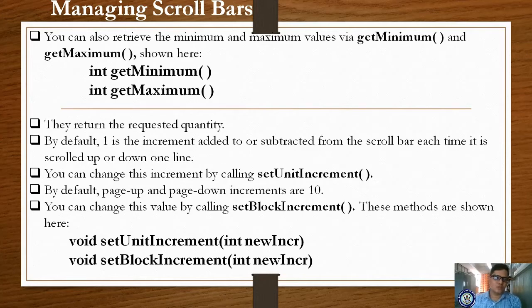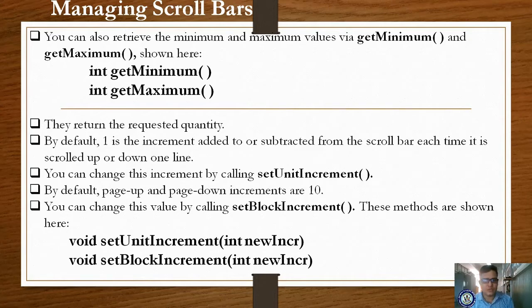By default, one is added to or subtracted from the scroll bar each time it is scrolled up or down one line. If you scroll up and scroll down, it will be either incremented by 1 or decremented by 1. Got it? You can change this increment by calling setUnitIncrement. If you want to change the increment from 1 to some 5 or 10, then we have to use a built-in method, which is the setUnitIncrement method.